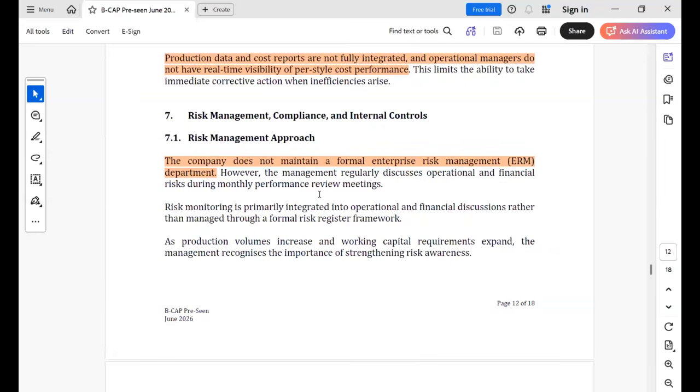However, the management regularly discuss operational and financial risk during the monthly performance review meeting. So you can follow it up at the monthly performance review meeting, but before that, you must have a proper risk management system. You should be able to identify the type of the risks and appropriate actions to be taken in case of an emergency, right? So without that, the monthly operational discussions at the monthly operating meetings are basically not worth much.